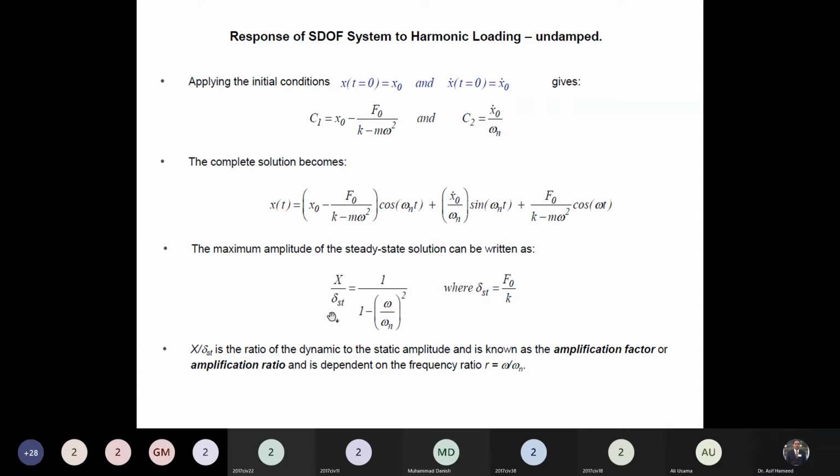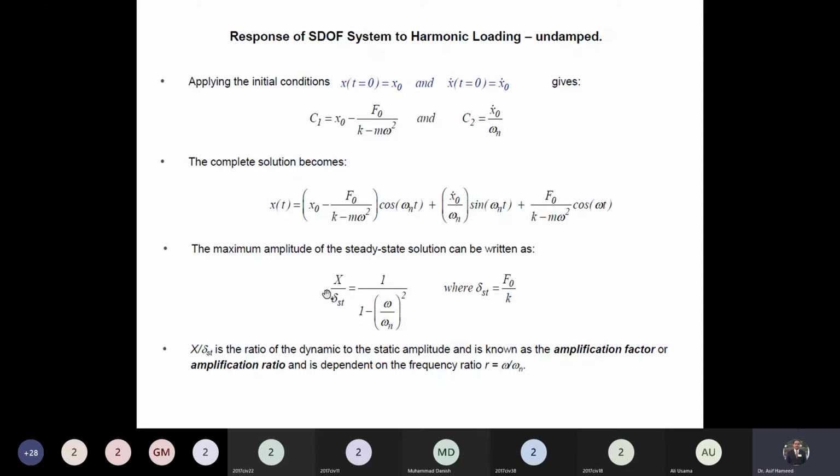Amplitude, dynamic amplitude. Delta ST is the static displacement. Omega is the frequency of the exciting force, and omega n is the natural frequency of the system. And what name have we given to this factor? What was the name of this factor, capital X over delta ST? Amplification factor. Amplification factor, amplification ratio.